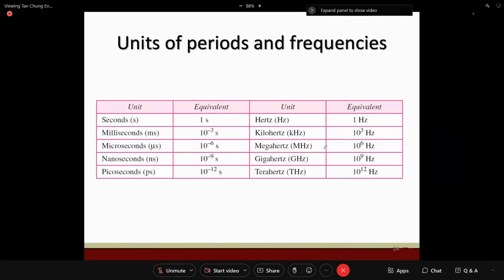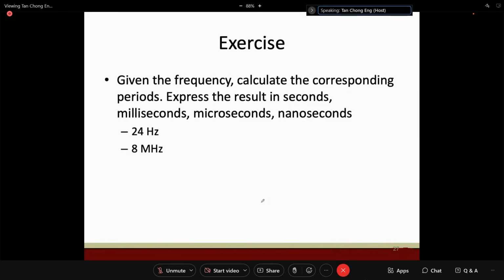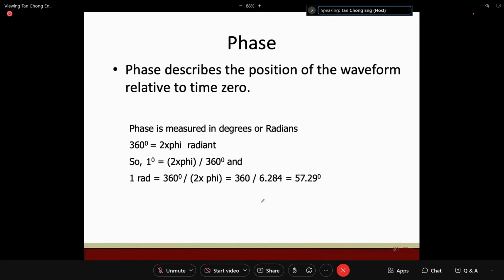And of course, some of these units that are being used, you have to be aware of. Normally we start with second, this is 1 second, and then millisecond, 10 power of minus 3, and then microsecond, 10 power of minus 6, and then nanosecond, 10 power of minus 9. And then of course there's picosecond coming into the picture, 10 power of minus 12. And the equivalent frequency for 1 second is 1 hertz. Then you will see kilohertz, megahertz, gigahertz, and terahertz. Those are the different frequencies associated with the different periods. I'll leave the exercise to you.